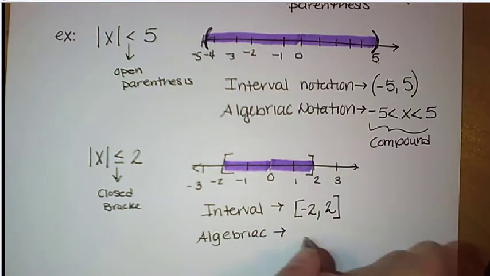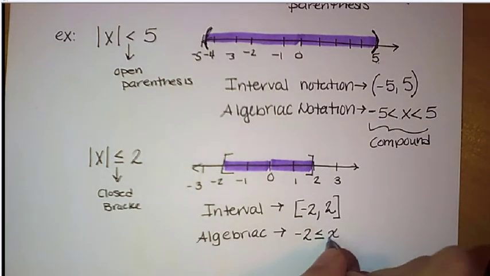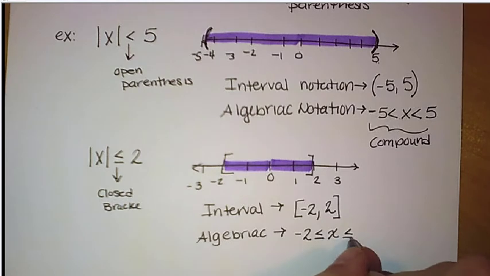And then for our algebraic notation, we're going to have from -2. Now this time, because we're having a bracket, that's less than or equal to. I'm allowing 2 to be part of my answer, so I'm going to use -2 less than or equal to x, and then less than or equal to 2.